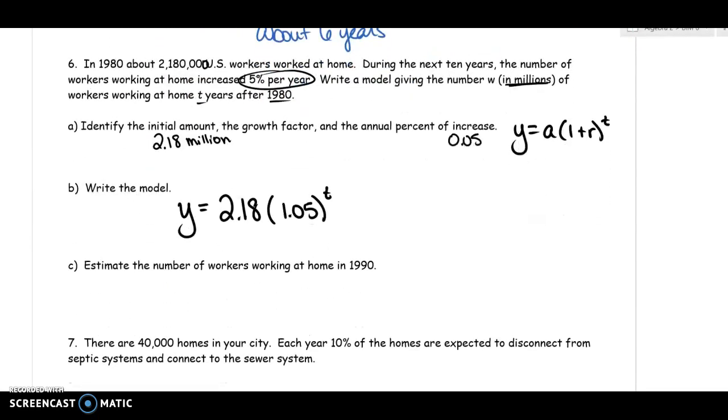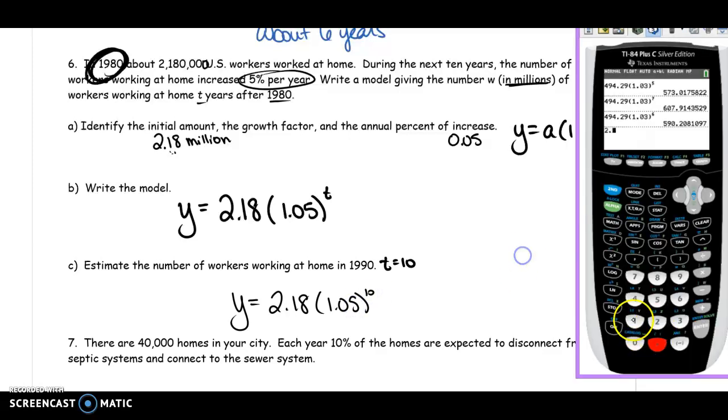Then, estimate the number of workers working at home in 1990. This starting amount, 2.18 million, was in 1980. 1990 would be 10 years later. So we are using this formula with a t value of 10. Plug that into your calculator. 2.18 times 1.05 to the 10th is about 3.55 million.